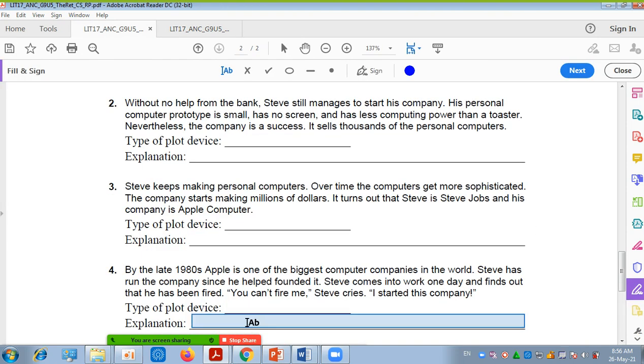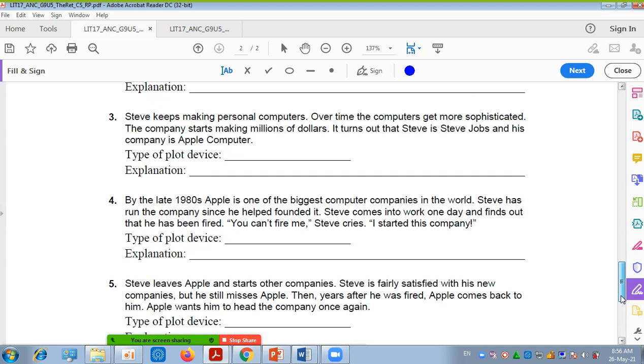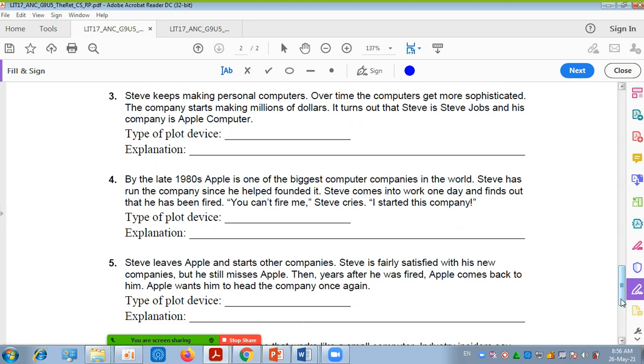Okay, number 3, Iman. Haneen, I will show you number 5. I need you just to write what the device is that is used here. Just write the device, and the explanation I let someone explain. So you just write the device.